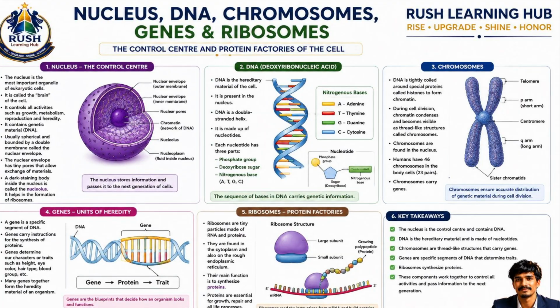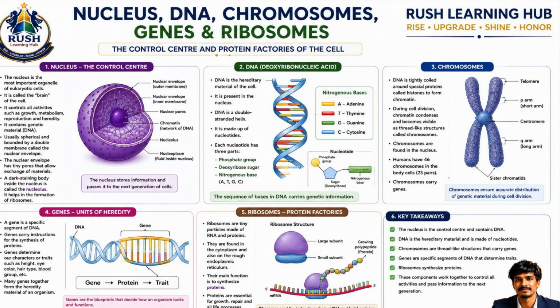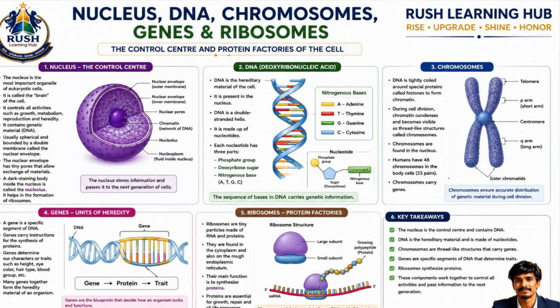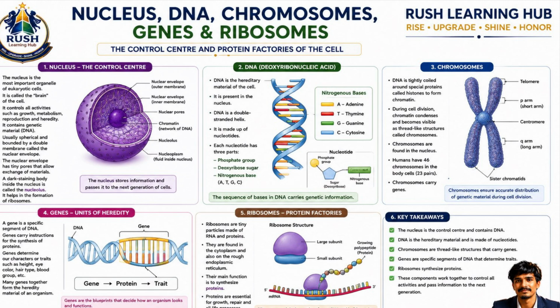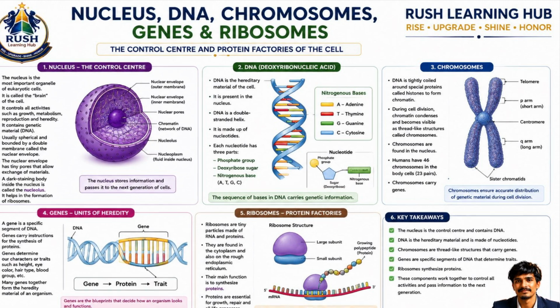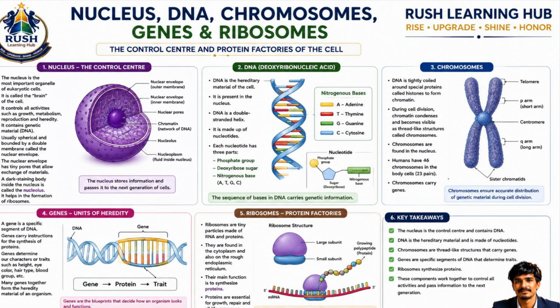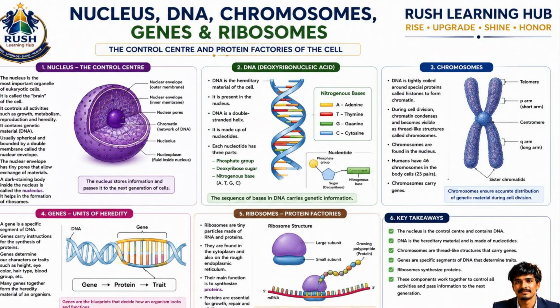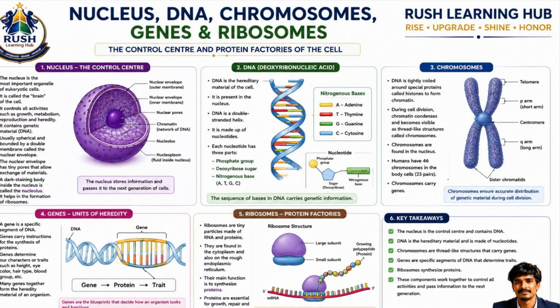Their main function is to read genetic instructions and use them to assemble proteins. Without ribosomes, cells would not be able to produce the proteins necessary for survival. This is why ribosomes are considered one of the most important structures within the cell.